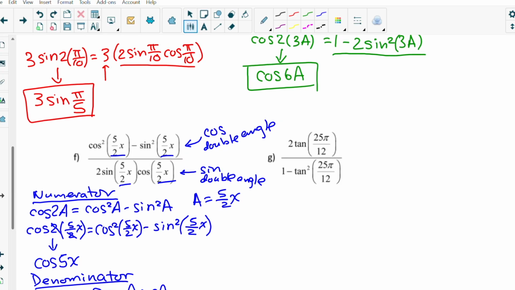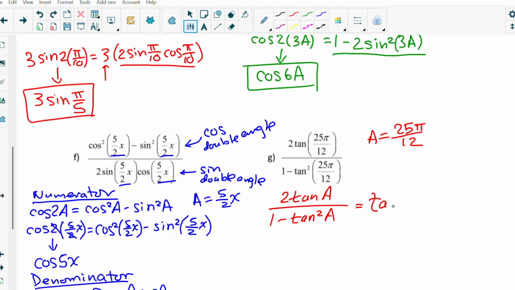Okay, next one, letter F. 2 tangent of 25 pi over 12 divided by 1 minus tangent squared of 25 pi over 12. That looks like our tangent double angle identity. So I'm going to say A equals 25 pi over 12. So my double angle identity looks like this in general form. 2 tangent of A divided by 1 minus tangent squared of A equals tangent of 2A.